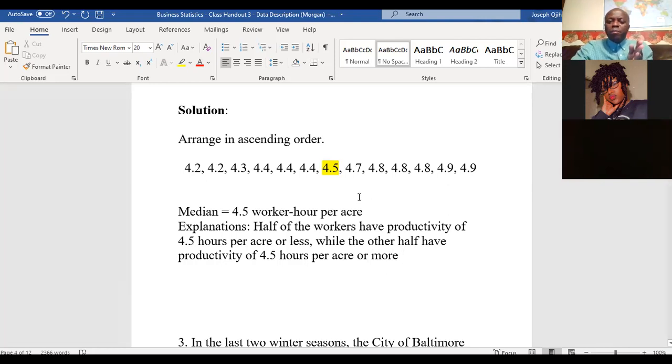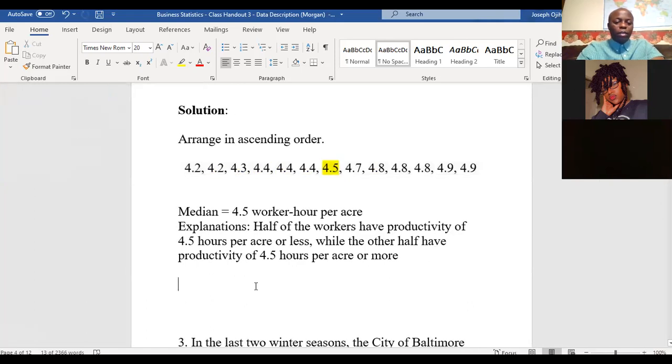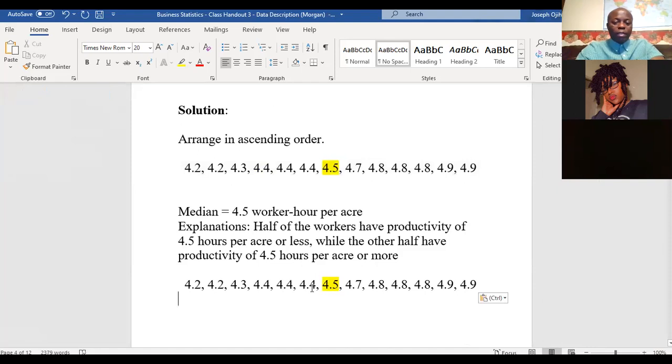Now, remember, this is an odd number distribution. There are 13 of them, so it was easy to pick the median at the middle. Sometimes we might have a distribution that is not like that. Let me show you an example of that. So suppose that the distribution is not odd, but it is even numbered. Let's say 12.